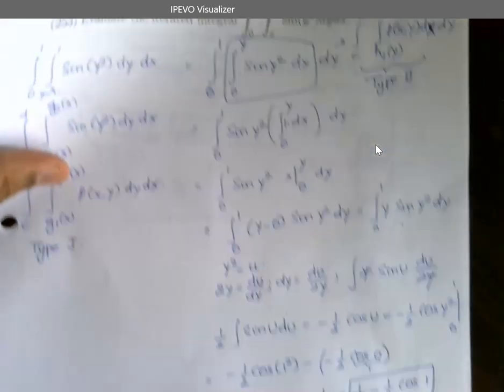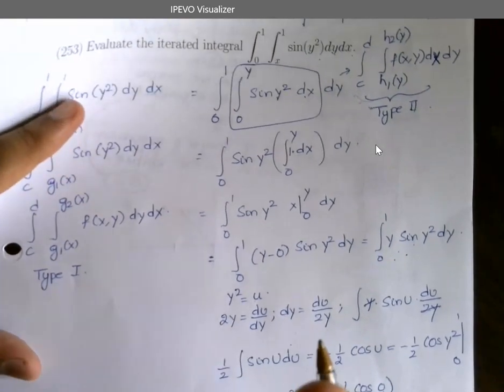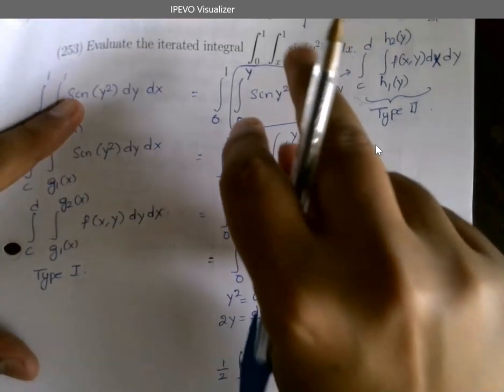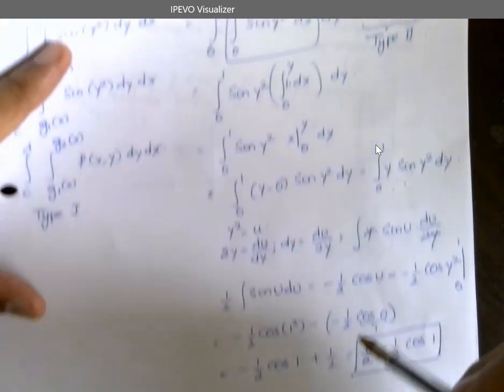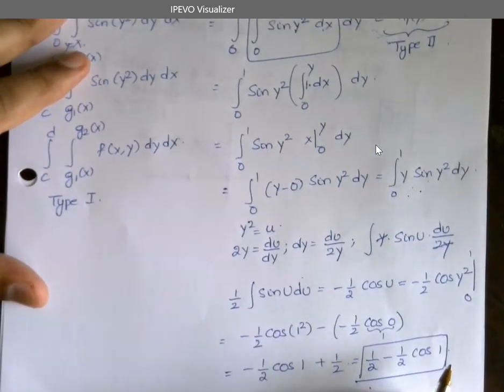Because sine y squared is continuous over the domain, we used Fubini's theorem and changed the order of integration. Because we are changing the order of integration, we change the limits of integration. Upon changing the limits of integration, we got a suitable answer. I hope this is clear to you all.